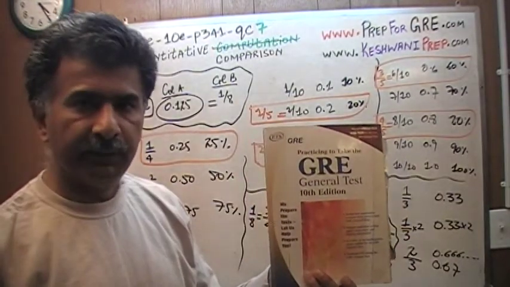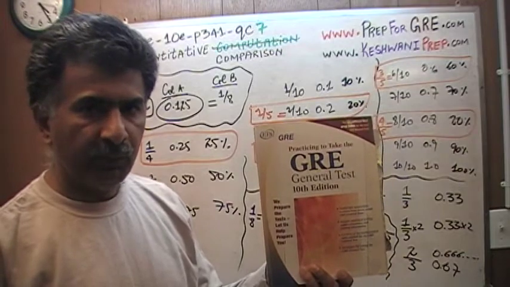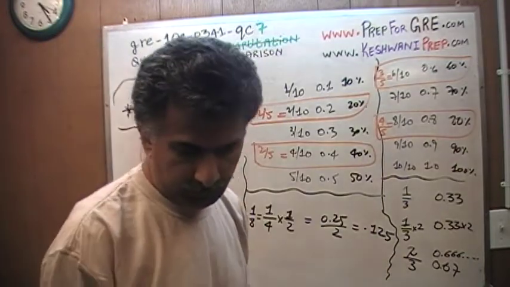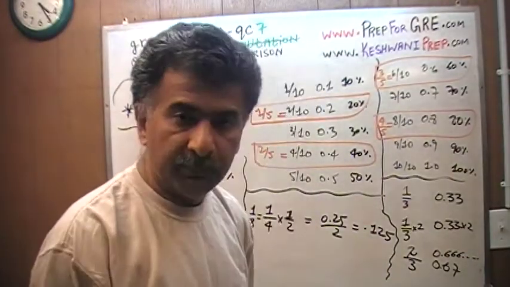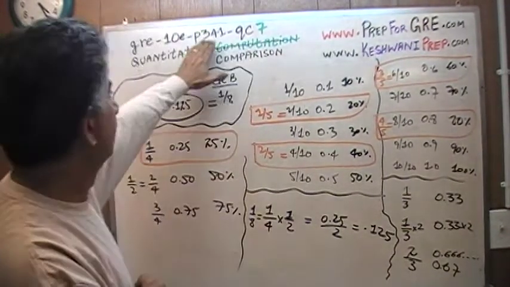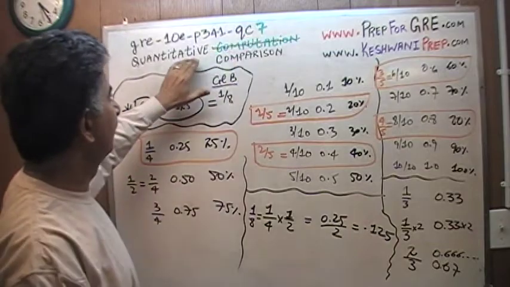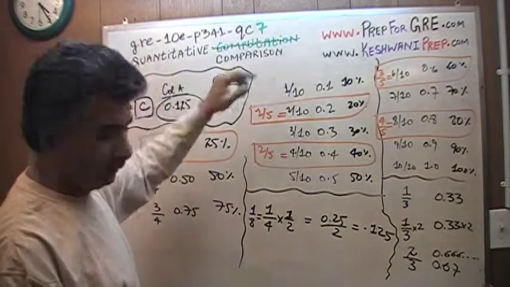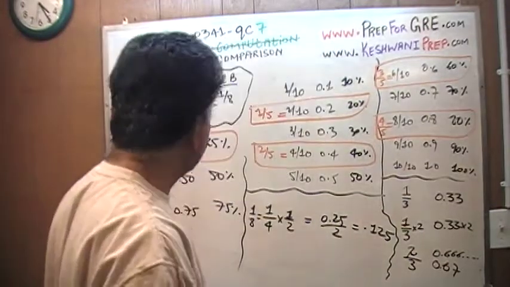I have been solving math problems for the GRE out of this book, practicing to take the GRE general test, the 10th edition. If you do not own this book already, purchase one immediately. The problem that I'm about to solve is the one that you're going to find on page number 341, quantitative comparison questions, hence the QC, quantitative comparison question, number 8. Let's take a look at it. Number 8.